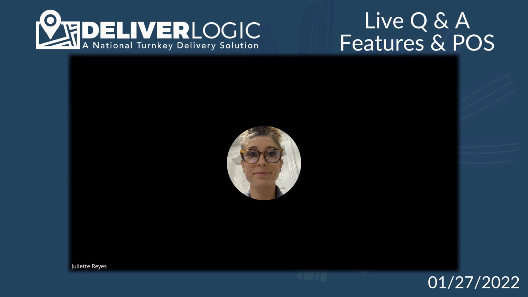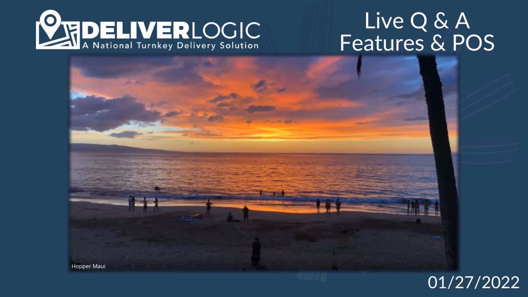Starting, I believe, this week, many of my GFOs on my screen in the zone area are saying out of area GFO when they're not. They could be right next to the restaurant. Do you know why this is happening?